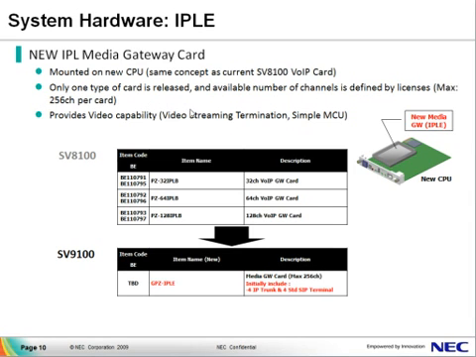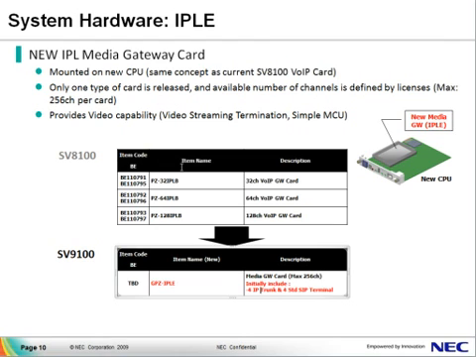However, on the IPLE, these channels were only available through licensing. To make this clearer, if you look at the table at the bottom of the slide, the SV8100 had the 32, 64 and 128 channel cards available. On the SV9100 we only have a single IPLE card. Initially it will come with 4 IP trunks and 4 standard SIP terminal licenses available, but to increase the capacity on the card you have to buy IPLE channel capacity licenses, potentially up to a maximum of 256 channels.